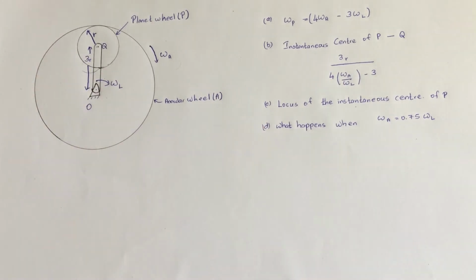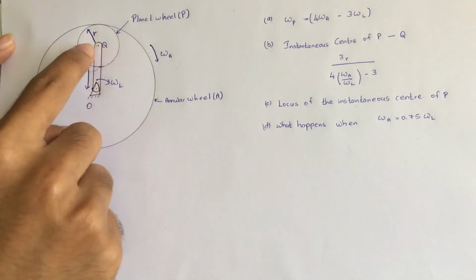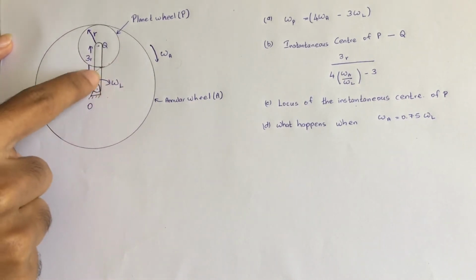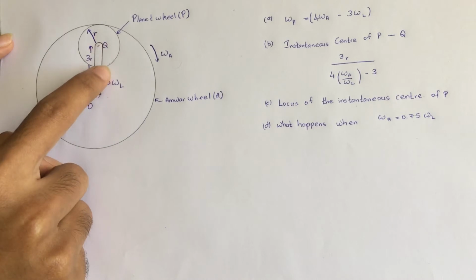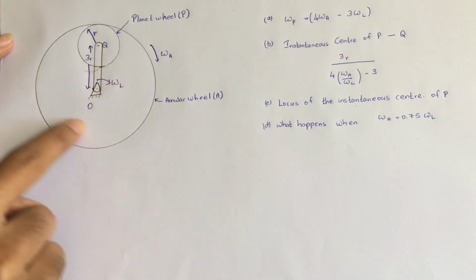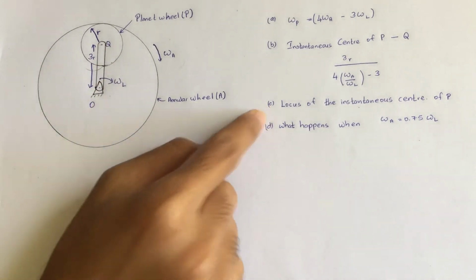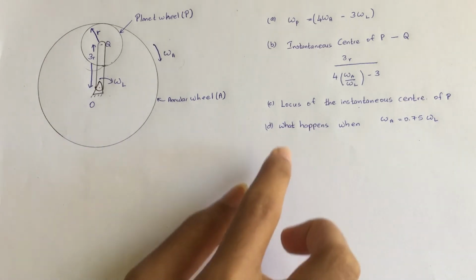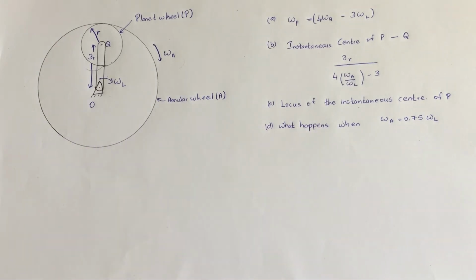The third part asks for the locus of the instantaneous center of P, which simply means that it's going to rotate, as I already mentioned. So if we find any instantaneous center over here, what's going to be its path? That's what they are asking, so we need to find that also. After that, they are asking a simple question: to deduce what happens when omega A is equal to 0.75 omega L.